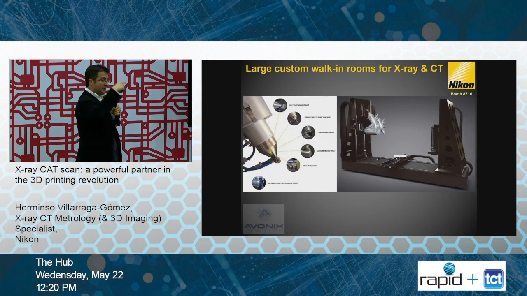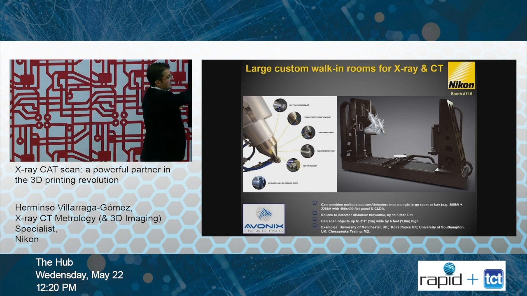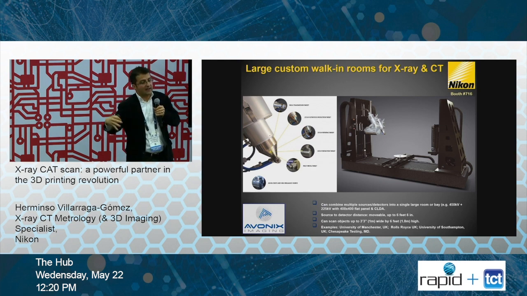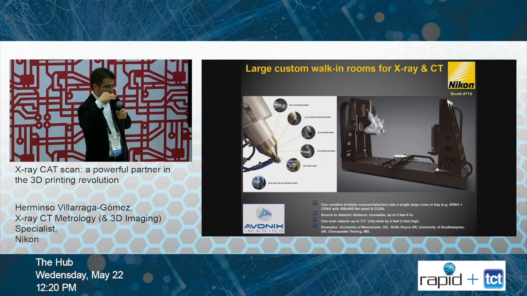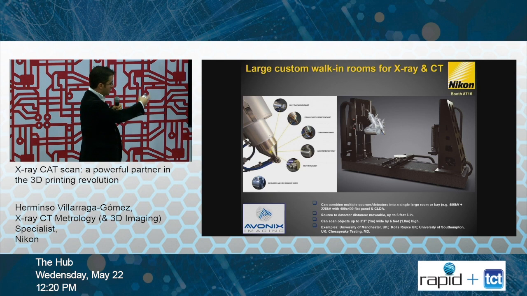And we do for the engine blocks with systems that are called walk-in rooms, where you can actually fit yourself and fit in there 3 different X-ray sources, 225, 320, and 450, and 2 different detectors, planar and linear. And we do that with help of a company that is Avonix Imaging, which work with us creating the manipulators. We give the sources and the detectors.